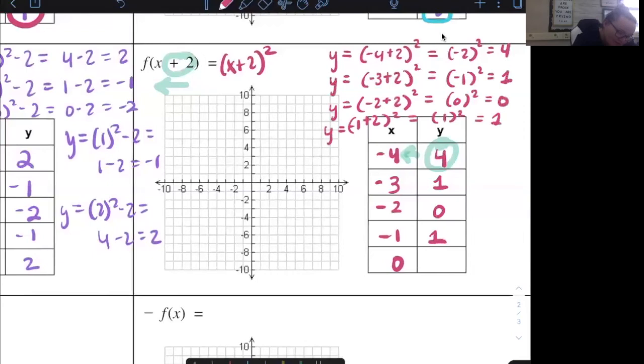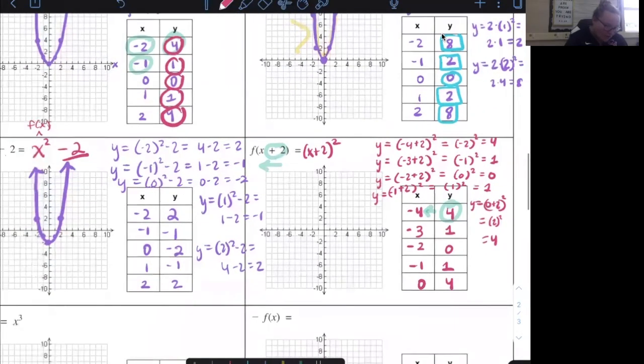And then we're going to plug in 0. So we get 0 plus 2 squared is 2 squared, which is 4. And check it out. Our y values from our parent function didn't change. We still have 4, 1, 0, 1, and 4. What changed was our x values. Our x values had a shift to the left of 2.